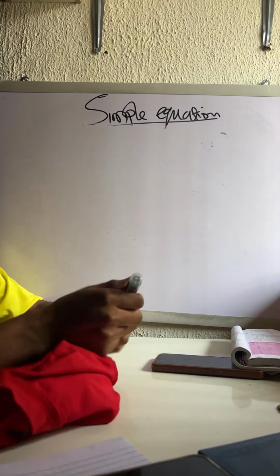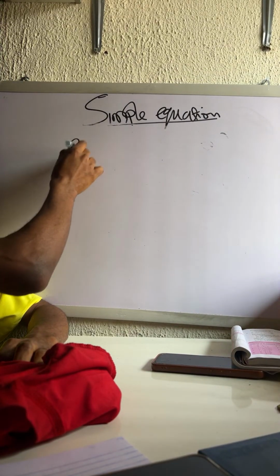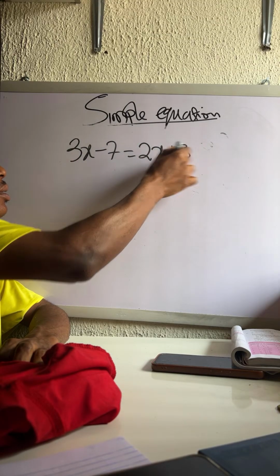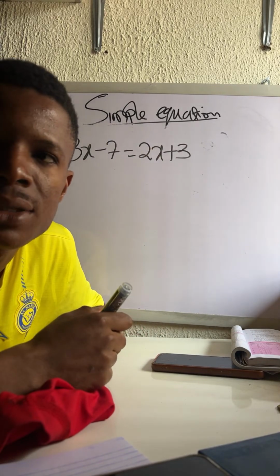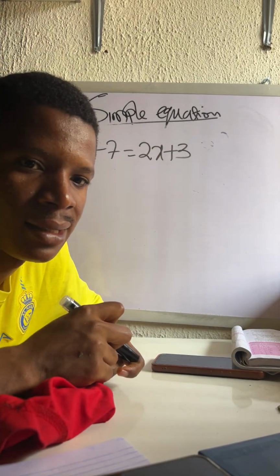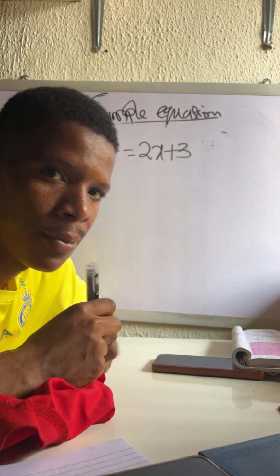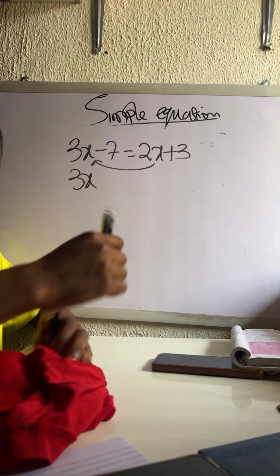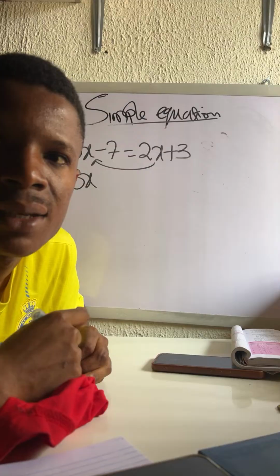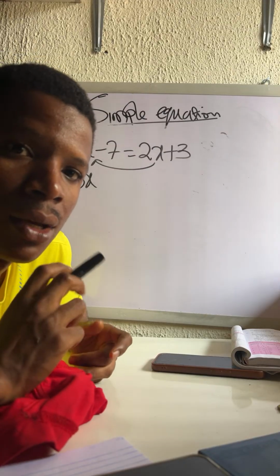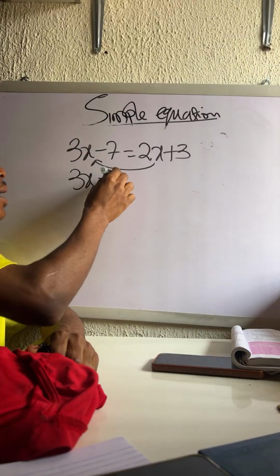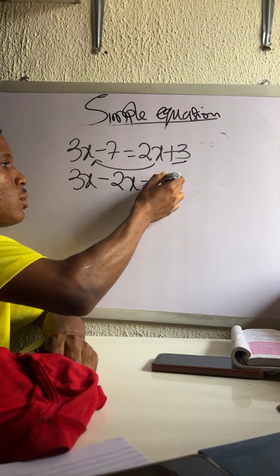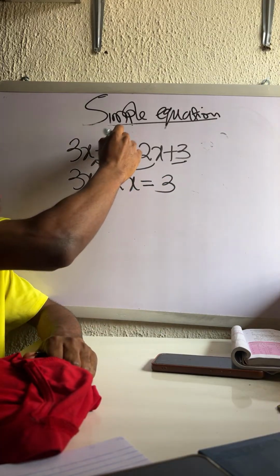Okay. So we have the next one. Let's look at 3x minus 7 is equal to 2x plus 3. Let's try to find the value of x. It is very simple. You have your 3x. You subtract the next one, which is 2x, by the collection of like terms method. So what do you have? Minus 2x, and that's equal to 3. Then we have 7 here.